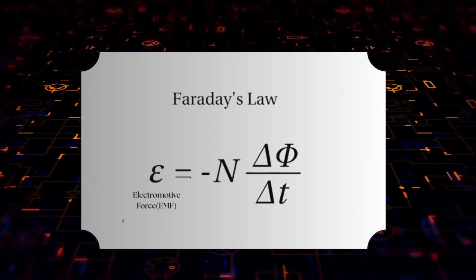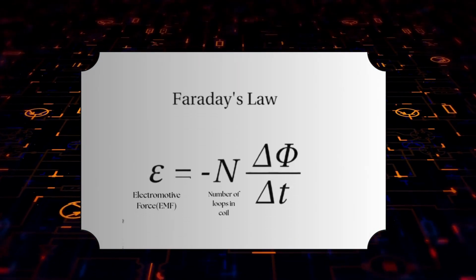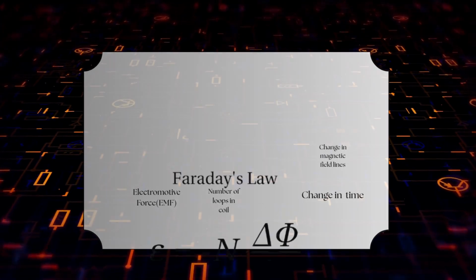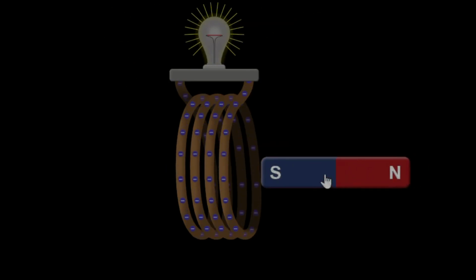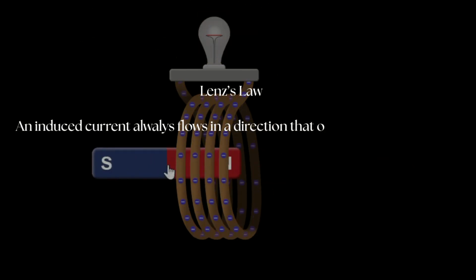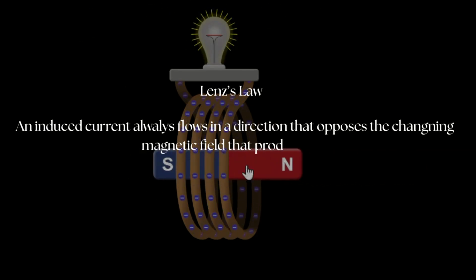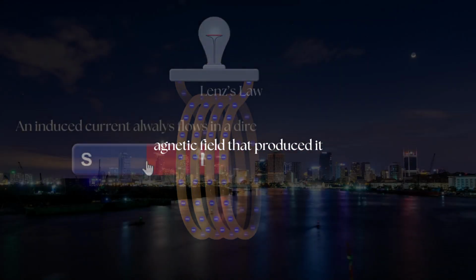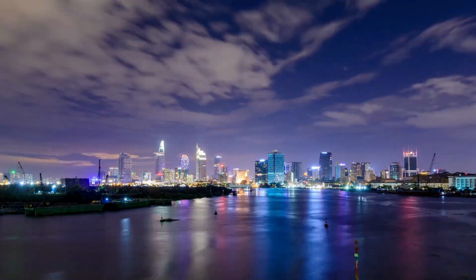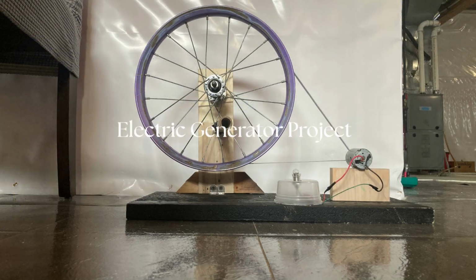This can also be modeled by the equation: EMF is equal to the negative number of loops times the change of magnetic flux over the change in time. The negative sign accounts for Lenz's law, which states that the direction of the induced current will be opposite of the changing magnetic field that produces it. Through the law of electromagnetic induction, Faraday helped set up the template for the development of generators, motors, and transformers, as well as future series.